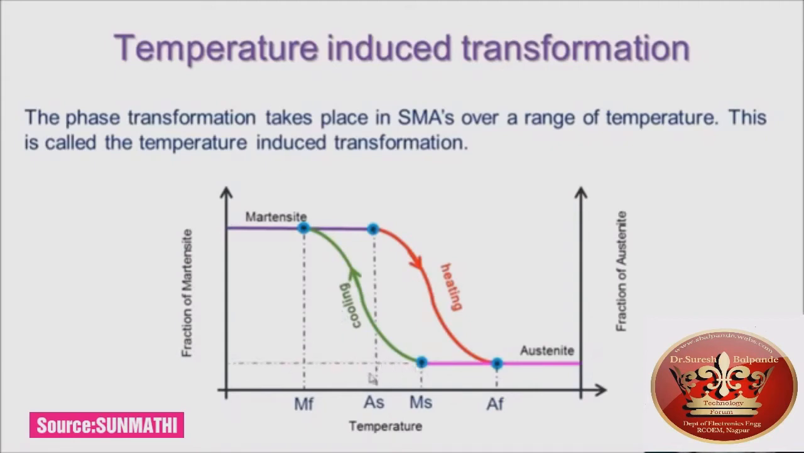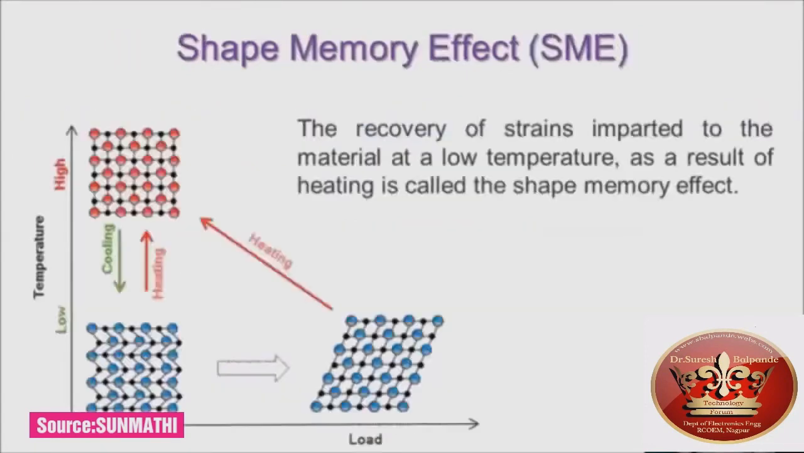So this point is the pure austenite material, so the martensite fraction equals 0. This is complete martensite material, so the fraction value equals 1. On the right-hand side, this is the complete austenite, so the martensite fraction equals 0 and the austenite fraction equals 1.